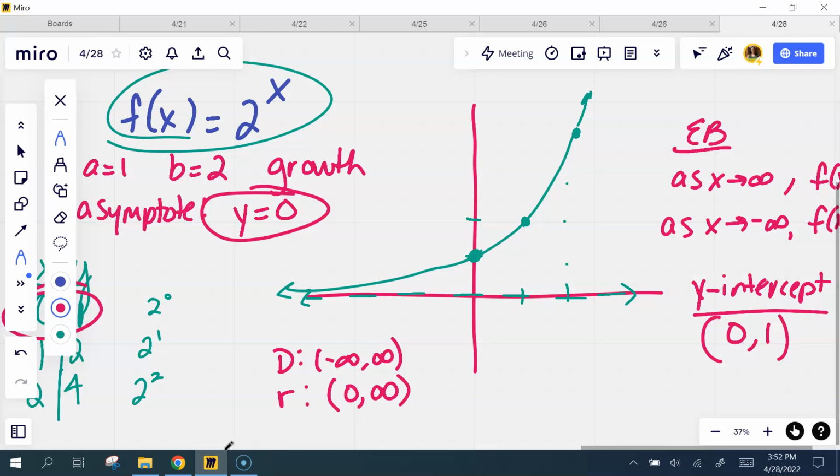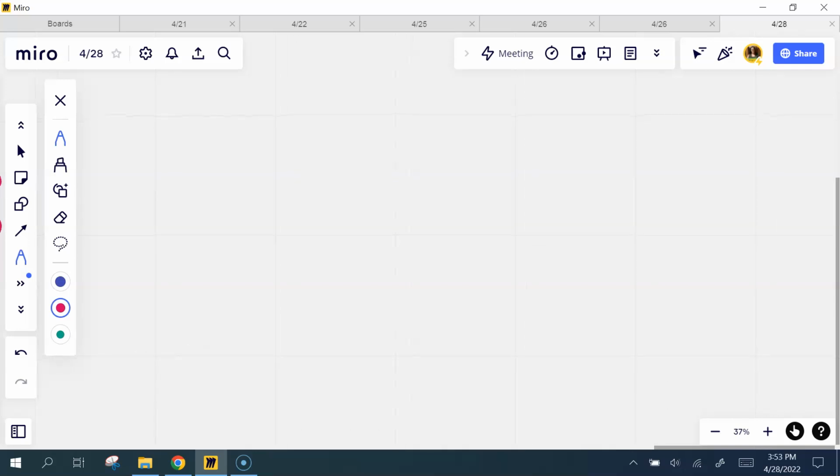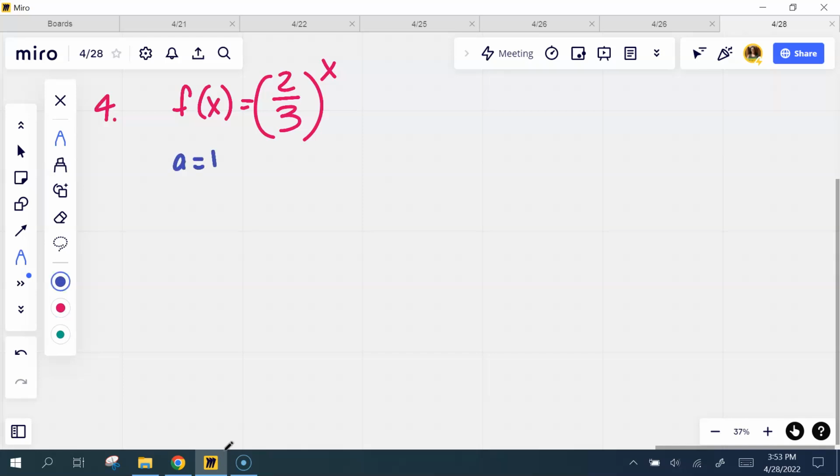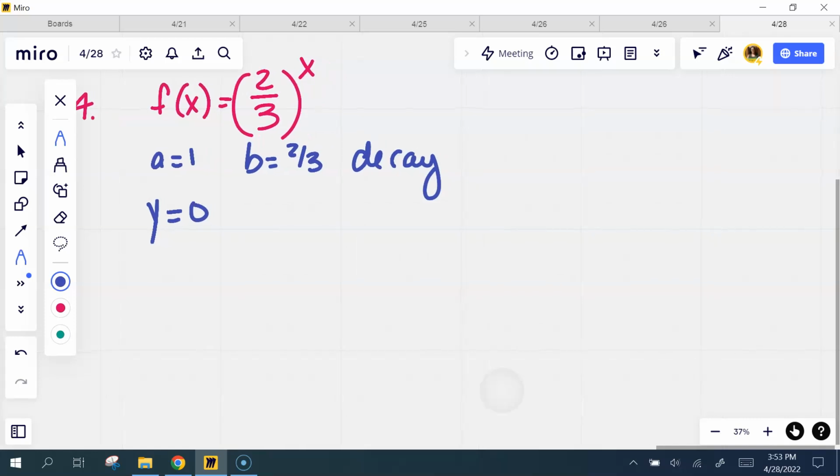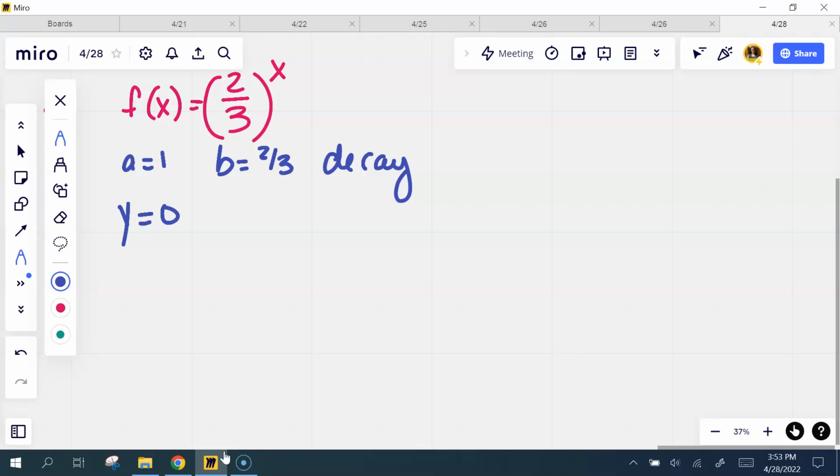Let's see. Let's do one more. Let's flip over with me, if you will, to number 5. That's still growth. Let's do number 4. So 4 is f of x equals (2/3) to the x. Okay. So again, let's look. A is 1, B is 2/3. So I am a decay graph because 2/3 is of course less than 1. And so now my asymptote here is y equals 0. I'm going to show you a trick in just a minute about the asymptotes and when they might not actually be 0.